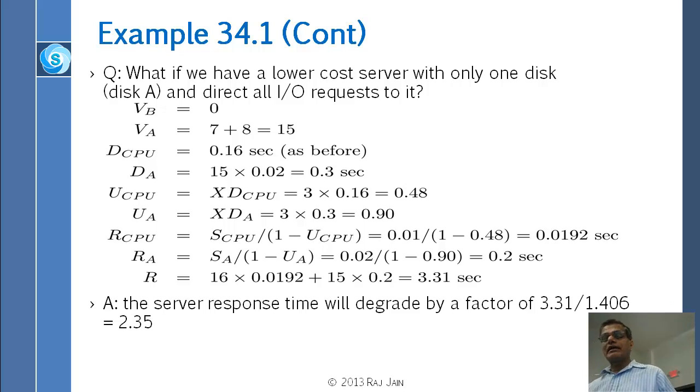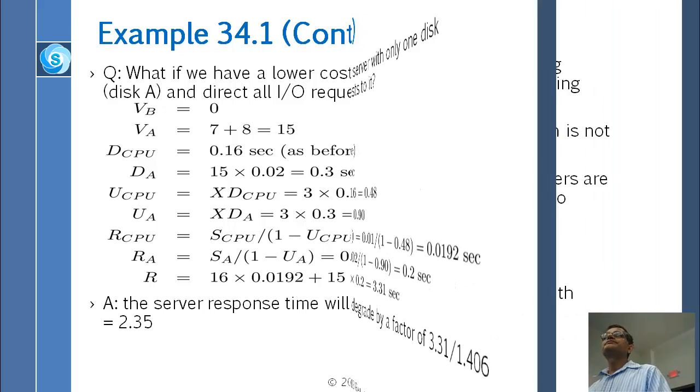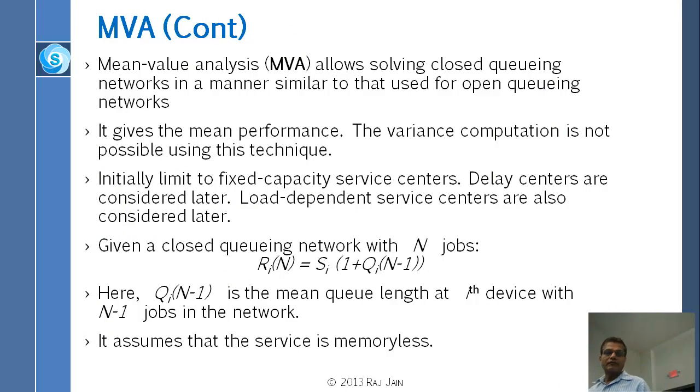And now again, I keep emphasizing that these are examples, but these apply to the system that you're working on. And you can answer many of these what-if questions in your system by something similar to this. All right, that brings us to MVA. MVA allows solving for closed queuing systems, closed queuing networks, in a manner similar to that used for open queuing networks.